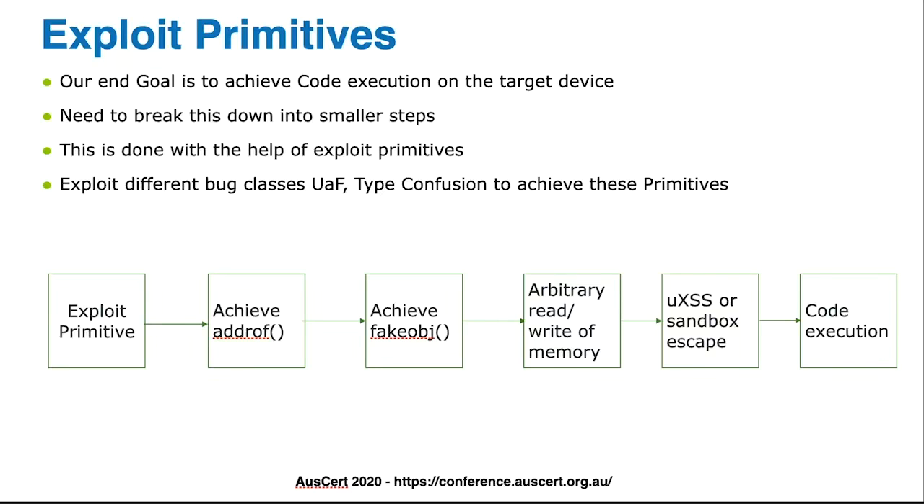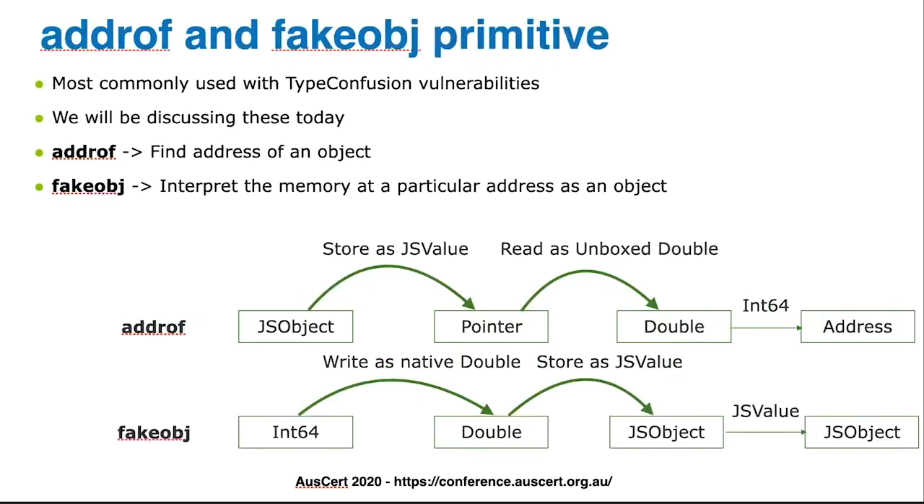After that, you need to achieve the arbitrary read write primitive, followed by, let's say, a universal XSS or a sandbox escape. Let's say if you want to get the data from other tabs, you will probably do a universal XSS. However, if you want to execute code on the victim's device, you will be doing sandbox escape. And then finally, you go to code execution. Okay. Now, what are addrof and fakeobj primitives?